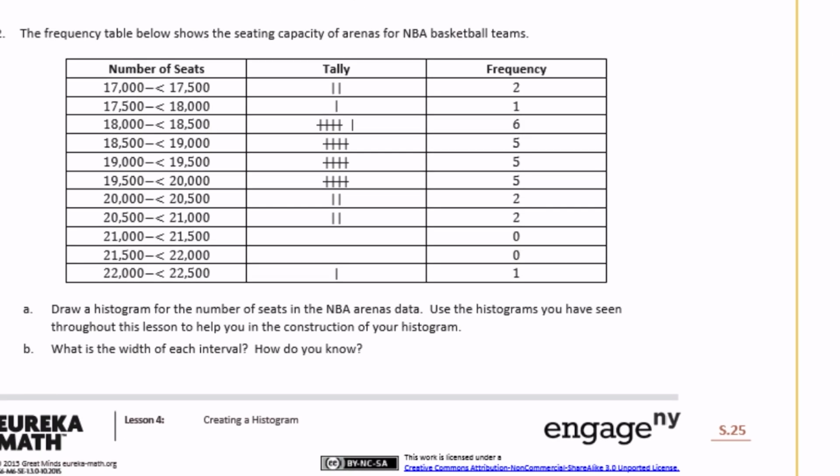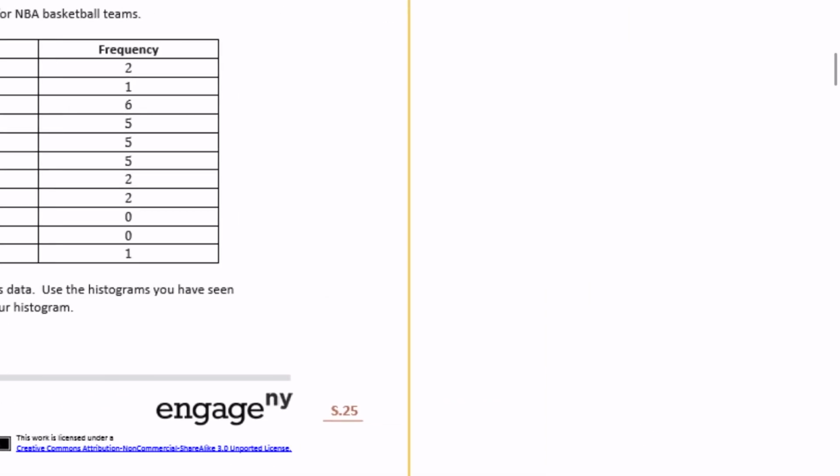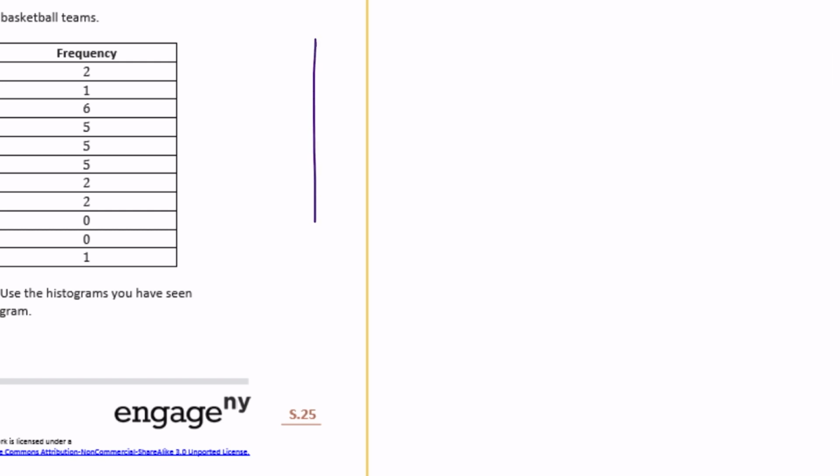Number 2, the frequency table below shows the seating capacity for arenas for NBA basketball teams. Draw a histogram for the number of seats in the NBA arenas data. Use the histogram you have seen throughout this lesson to help you in the construction of your histogram. Okay, so we're going to make a histogram. And we're going to have frequency over here, so how often it happens. And then this is going to be the number of seats.